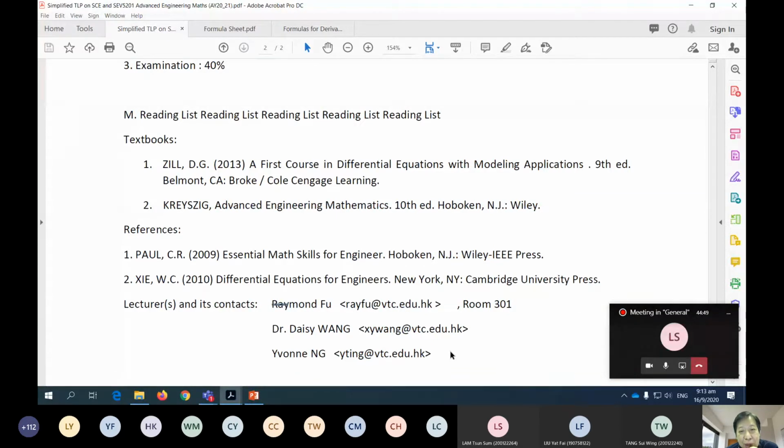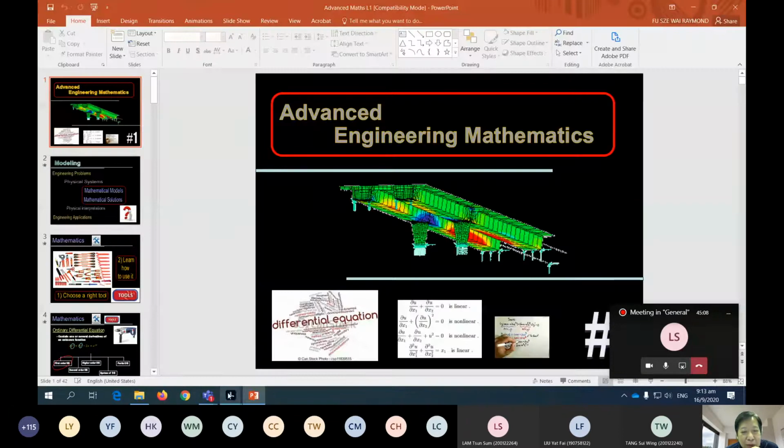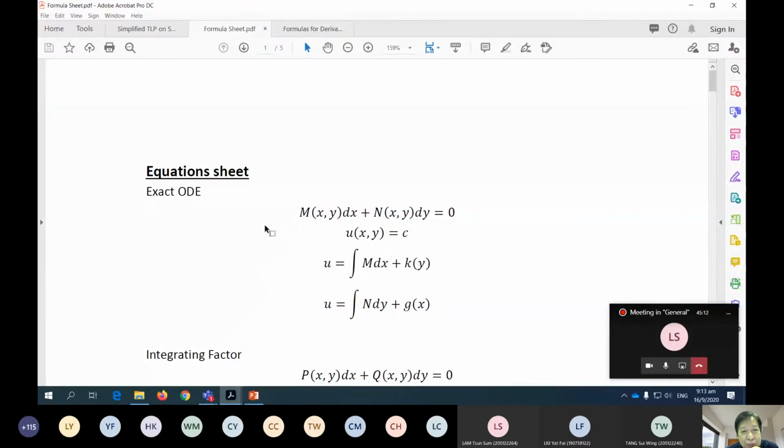Okay, for the tutorial of EEM students, you have the tutorial classes on, if my memory is correct, Thursday morning for EEM students. Okay, so let's look at some other informations.